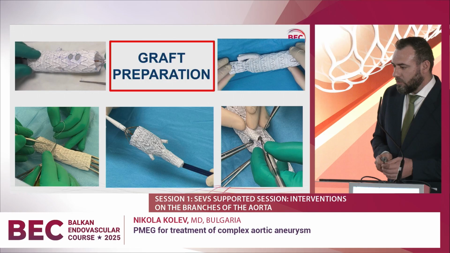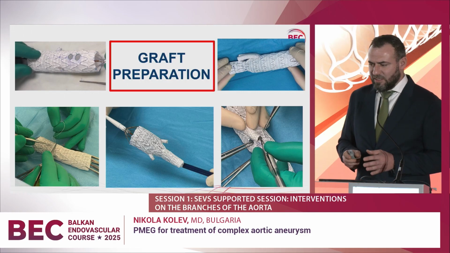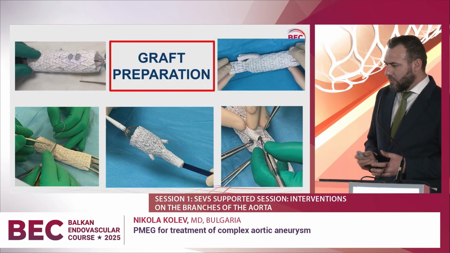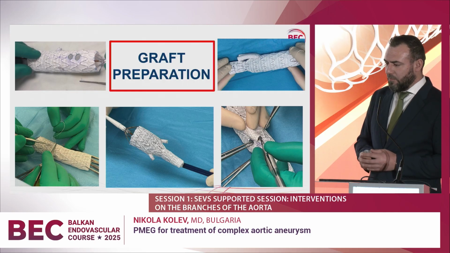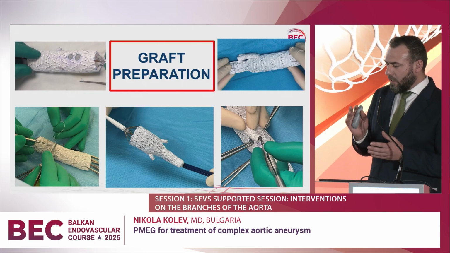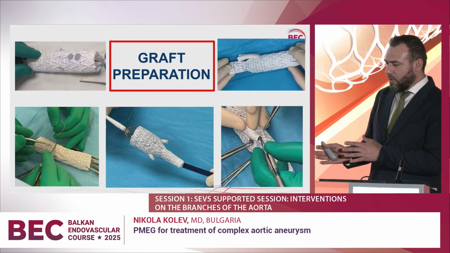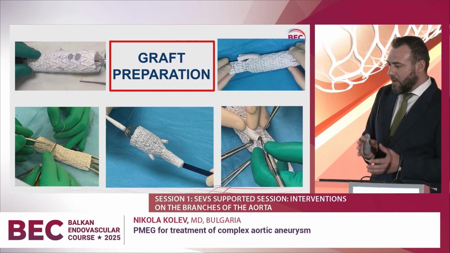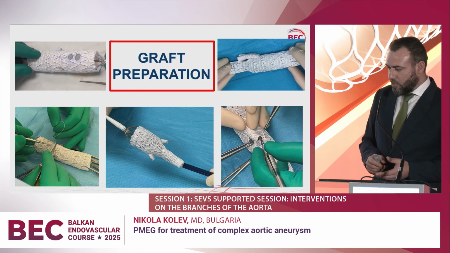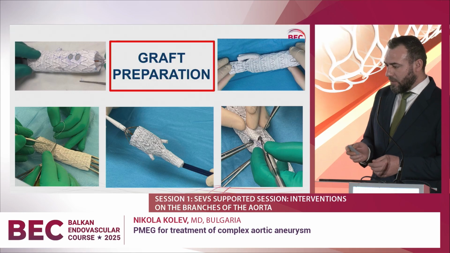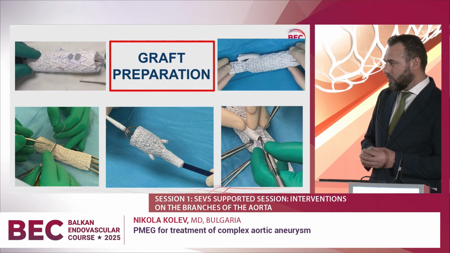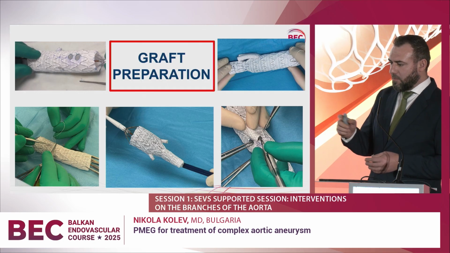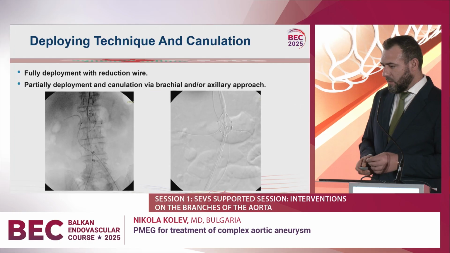For the graft preparation, as you can see, we have a bunch of things that we can do. We can have fenestrated only, branch only. We can combine fenestrations and branches, and we can do whatever we want. For the branches, we are using self-expandable covered stents, and for the fenestrations, marking with coils.